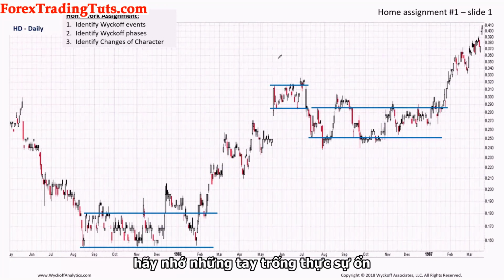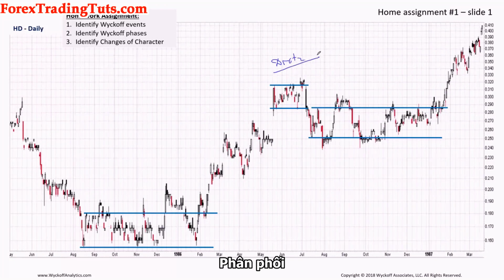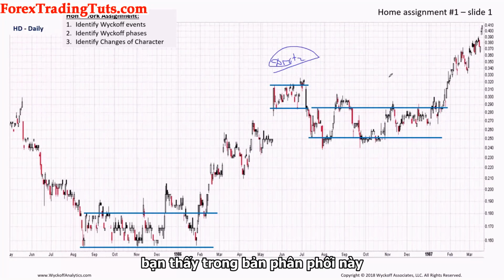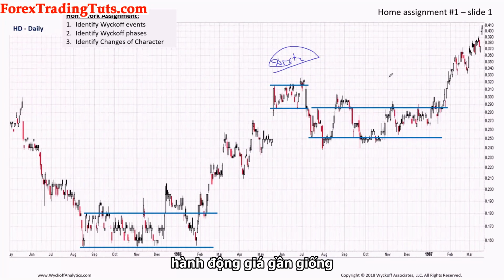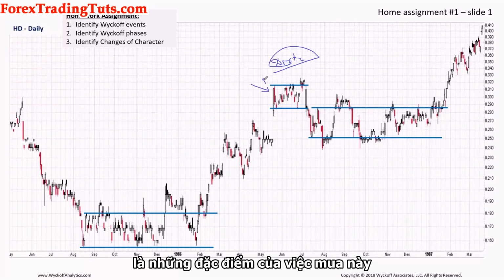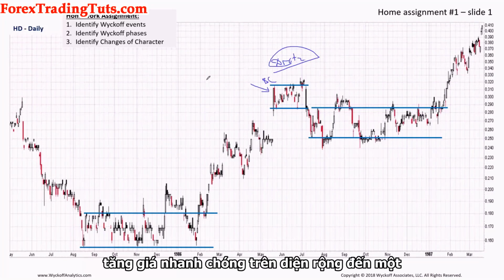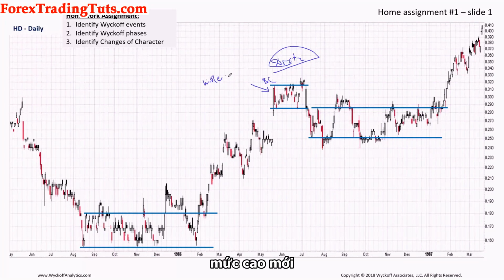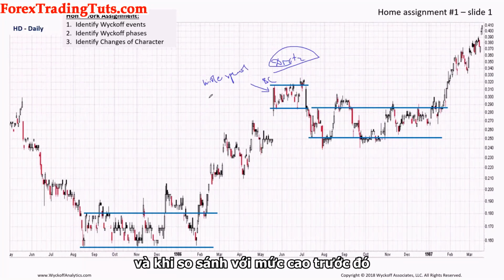All right, Rama, really quickly, let's talk about the distribution. So what is the most obvious thing that you see in this distribution? In that small area of distribution, the most obvious thing is the price action that almost resembles a buying climax, the very first bar. What are the characteristics of this buying climax that we see? Widespread, rapid rise of the price to a new high, when compared to the previous high.